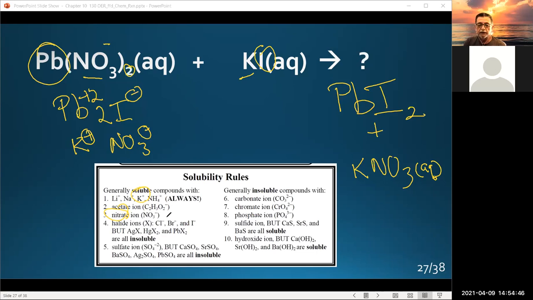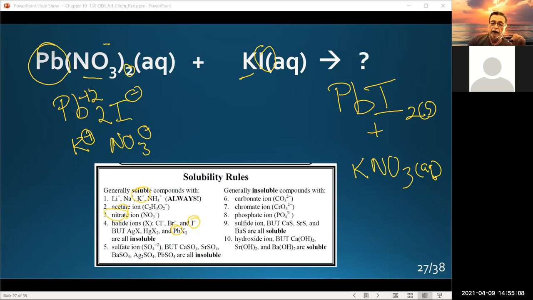Now the iodide. Okay, look at number 4. We got iodide there. Normally it is soluble unless it is bonded to the big heavy metals, silver, mercury, and guess what? Lead. That means that lead iodide is insoluble. And therefore, yes, we have a positive reaction.